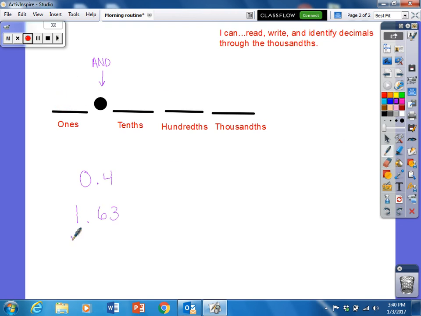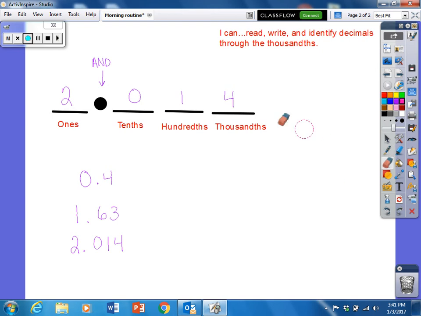Let's try one more. Okay, so here's my number, and I'm going to plug it into my place value chart. Okay, so in this case I have 2 whole things, or 2 in my ones place. I have 0 tenths, 1 hundredth, and 4 thousandths. So I read this number as 2 and 14 thousandths.